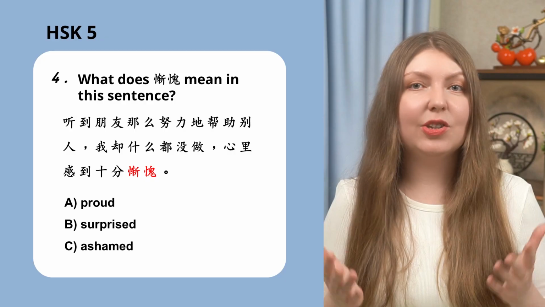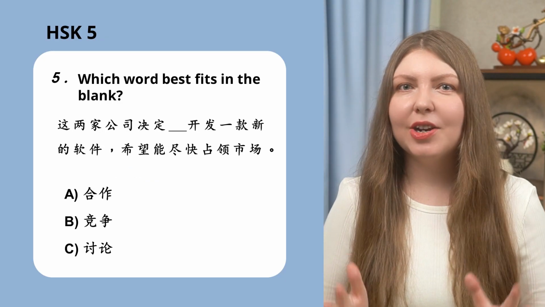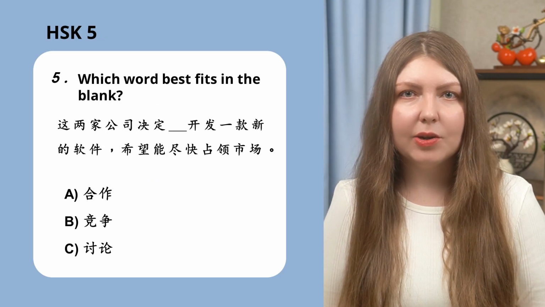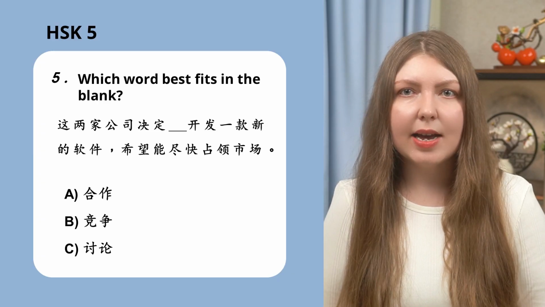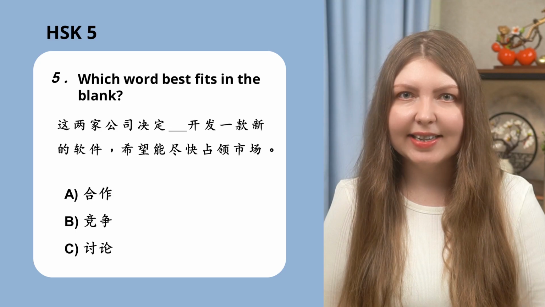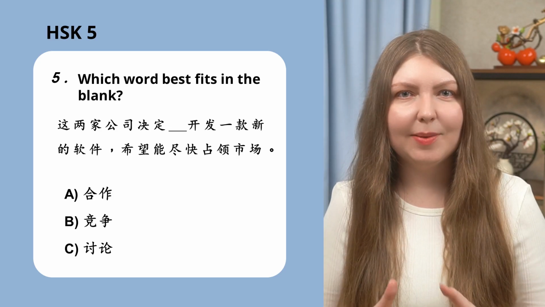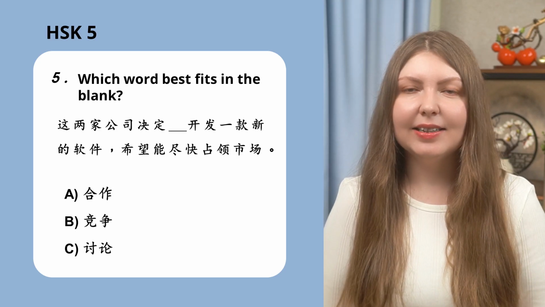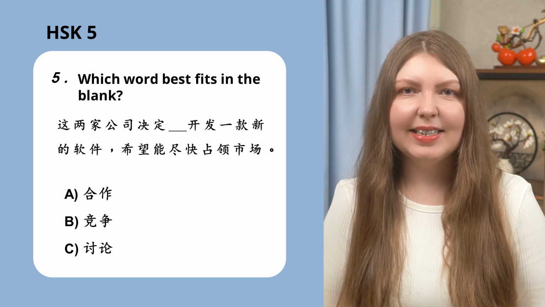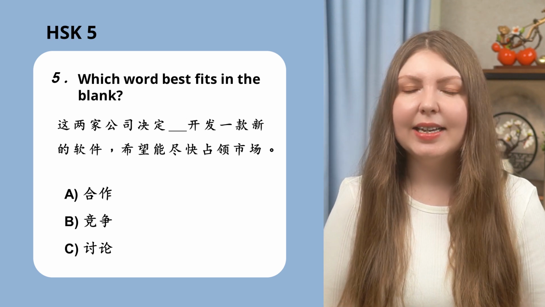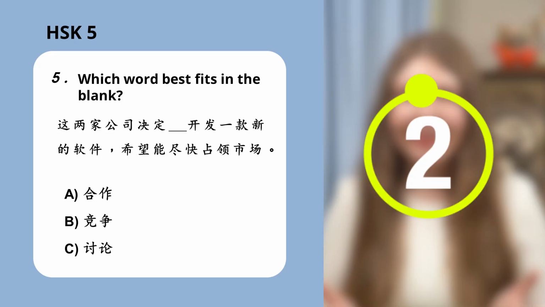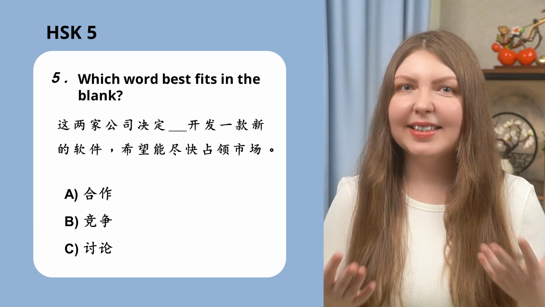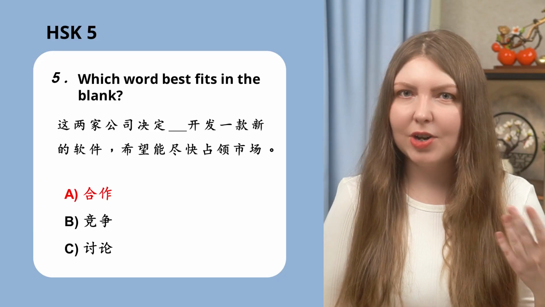Alright, the correct answer is C, ashamed. Now let's try one more sentence. 这两家公司决定开发一款新的软件，希望能尽快占领市场. Which word best fits in the blank? Is it A, 合作, B, 竞争, or C, 讨论? Think it through. And the answer is A, 合作, meaning to cooperate.